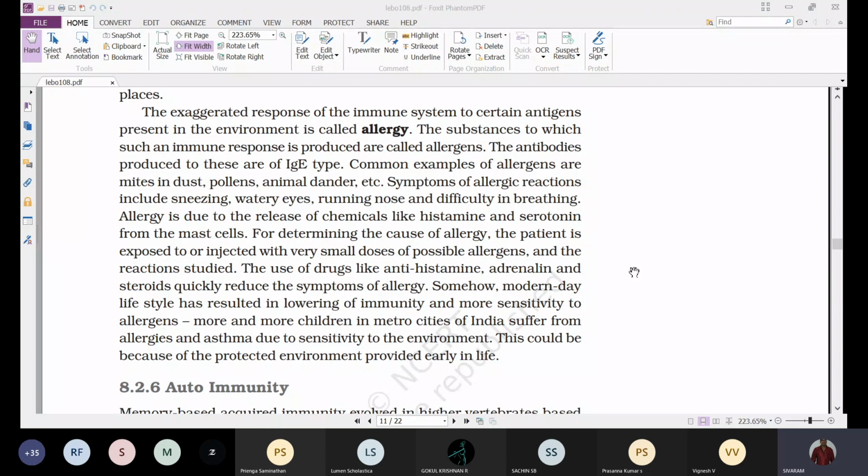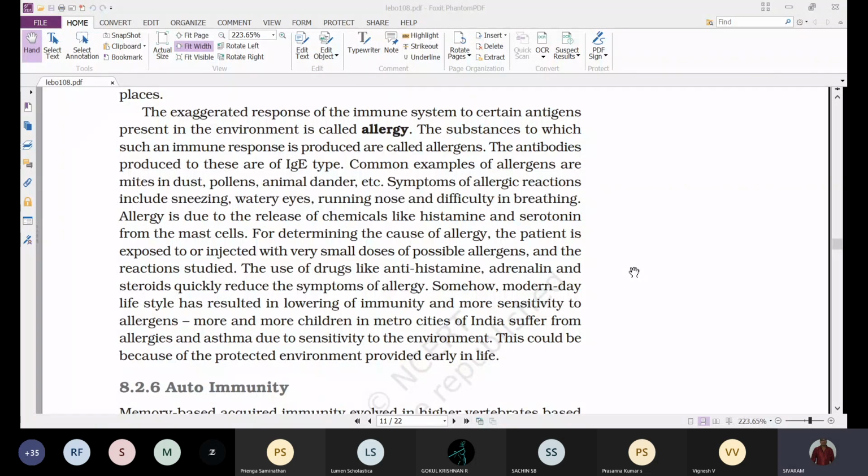Because everyone will have different allergens. Even some people are allergic to certain oils, chemicals, and some food materials. This is all.